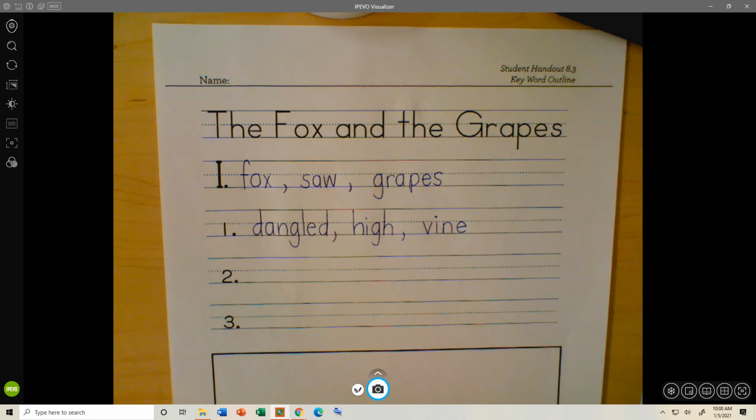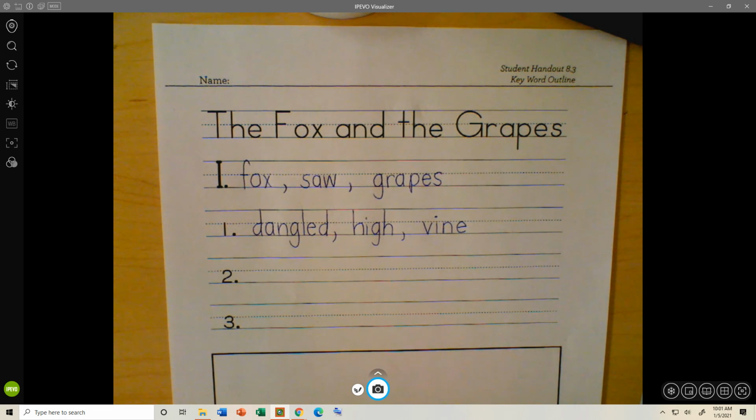Okay. So dangled high on a vine. Now, if this was a sentence with a lot of words in it, and there was something about being high or high up, we would probably want to use an arrow so that we could get some other words in there. Okay?